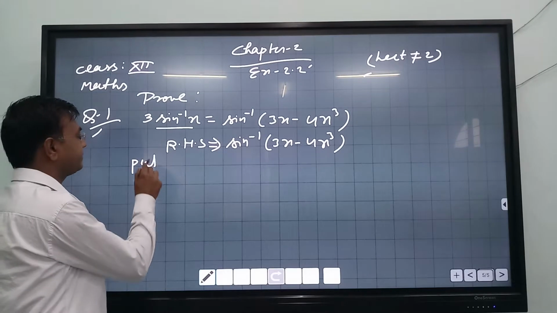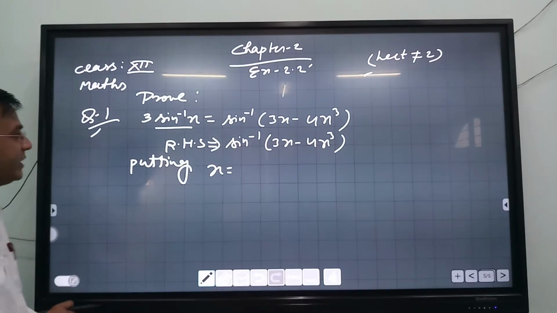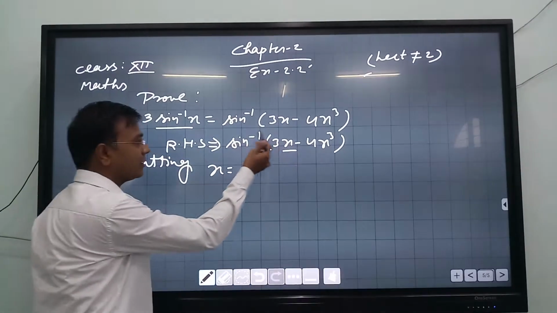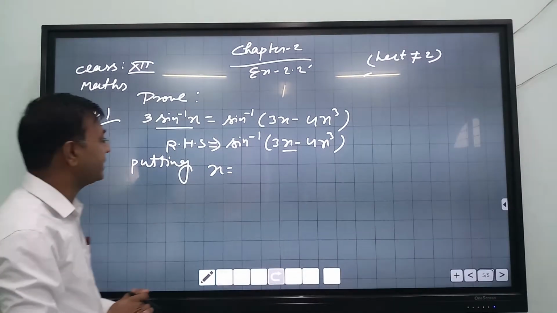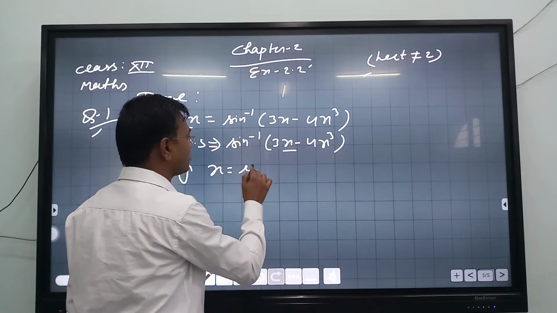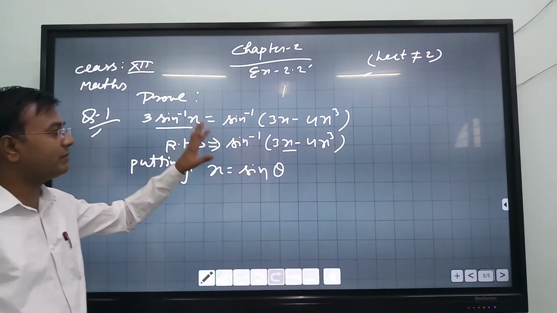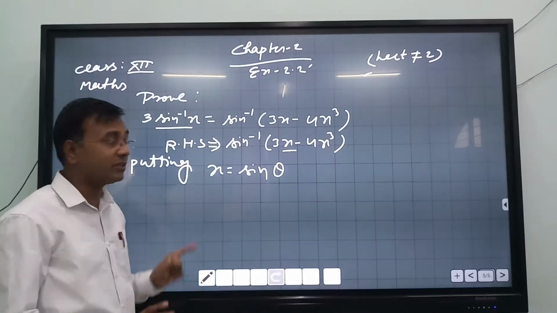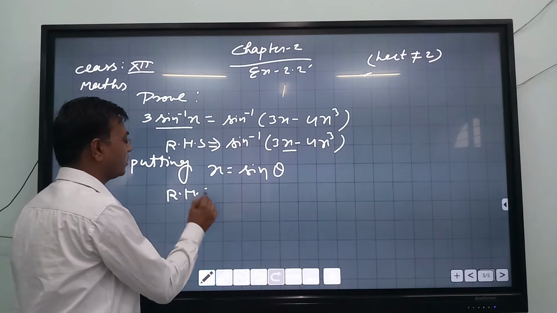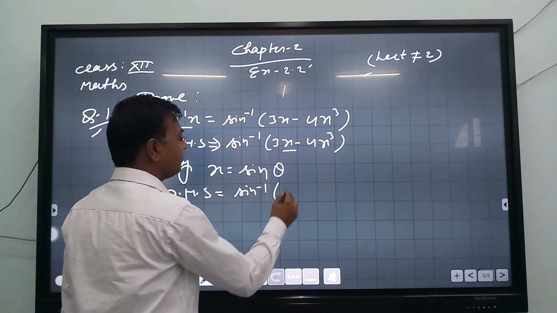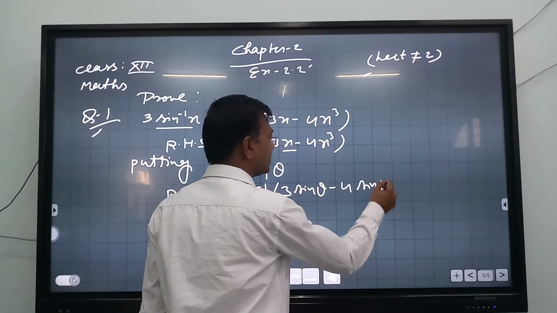So I'm putting x. The question arises here: what value should be taken in place of x so that this whole becomes an identity and is equivalent to sin inverse x? So I am taking x equals sin theta. You may take cos theta. You might be thinking why we are not taking other values. See, x equals sin theta. If I put sin theta here, now let's see what happens. Sin inverse of 3x, x means sin theta, minus 4 sin theta cube.